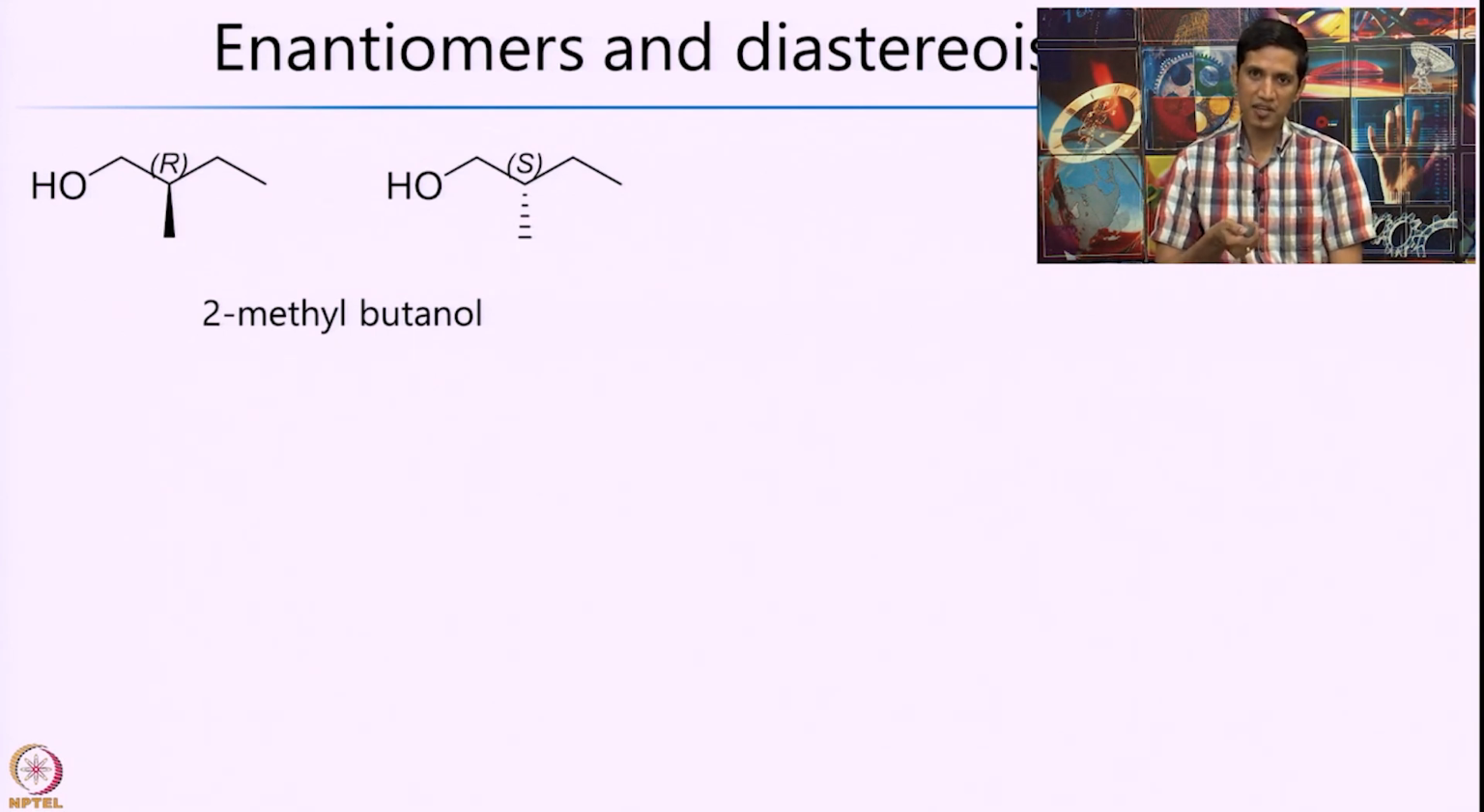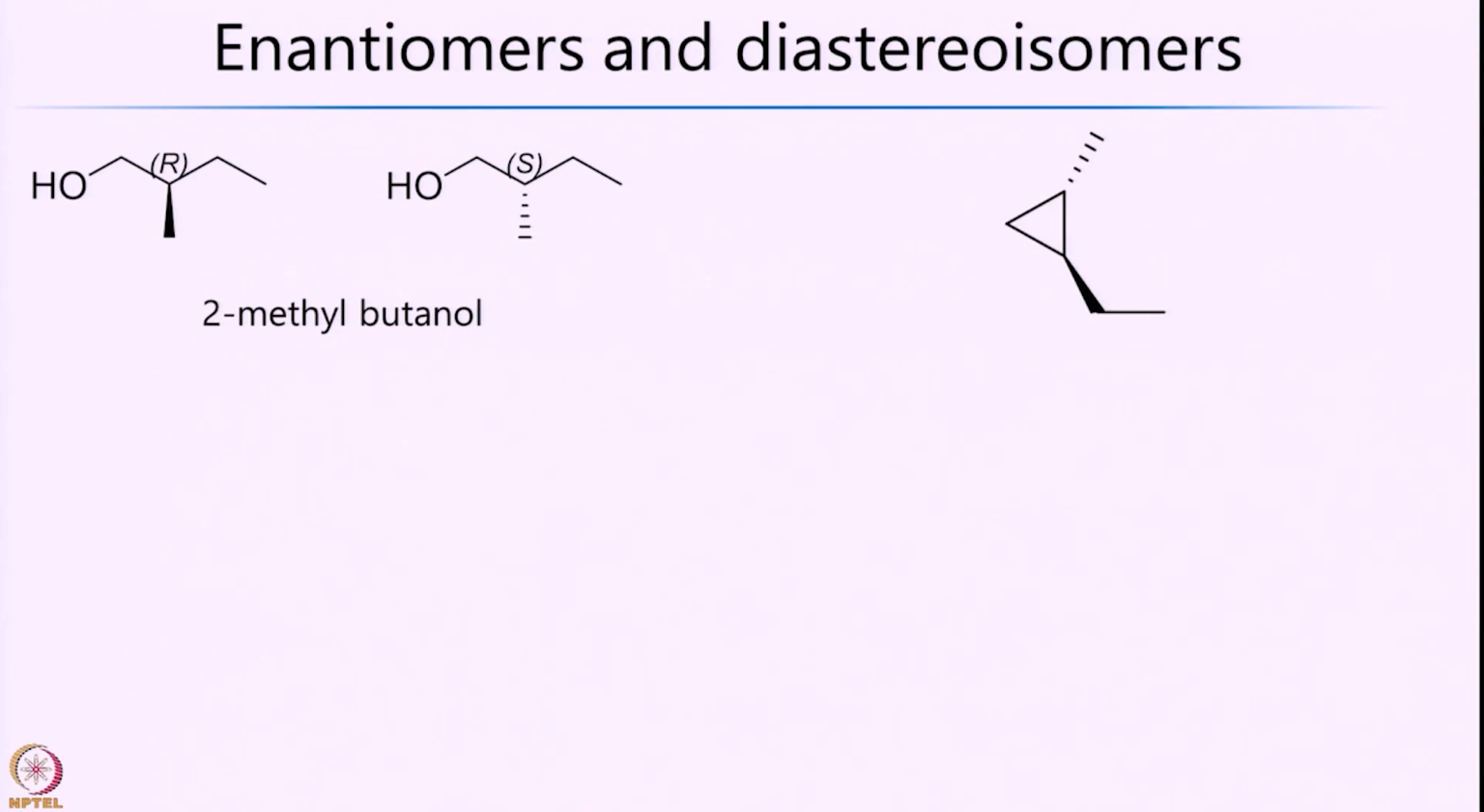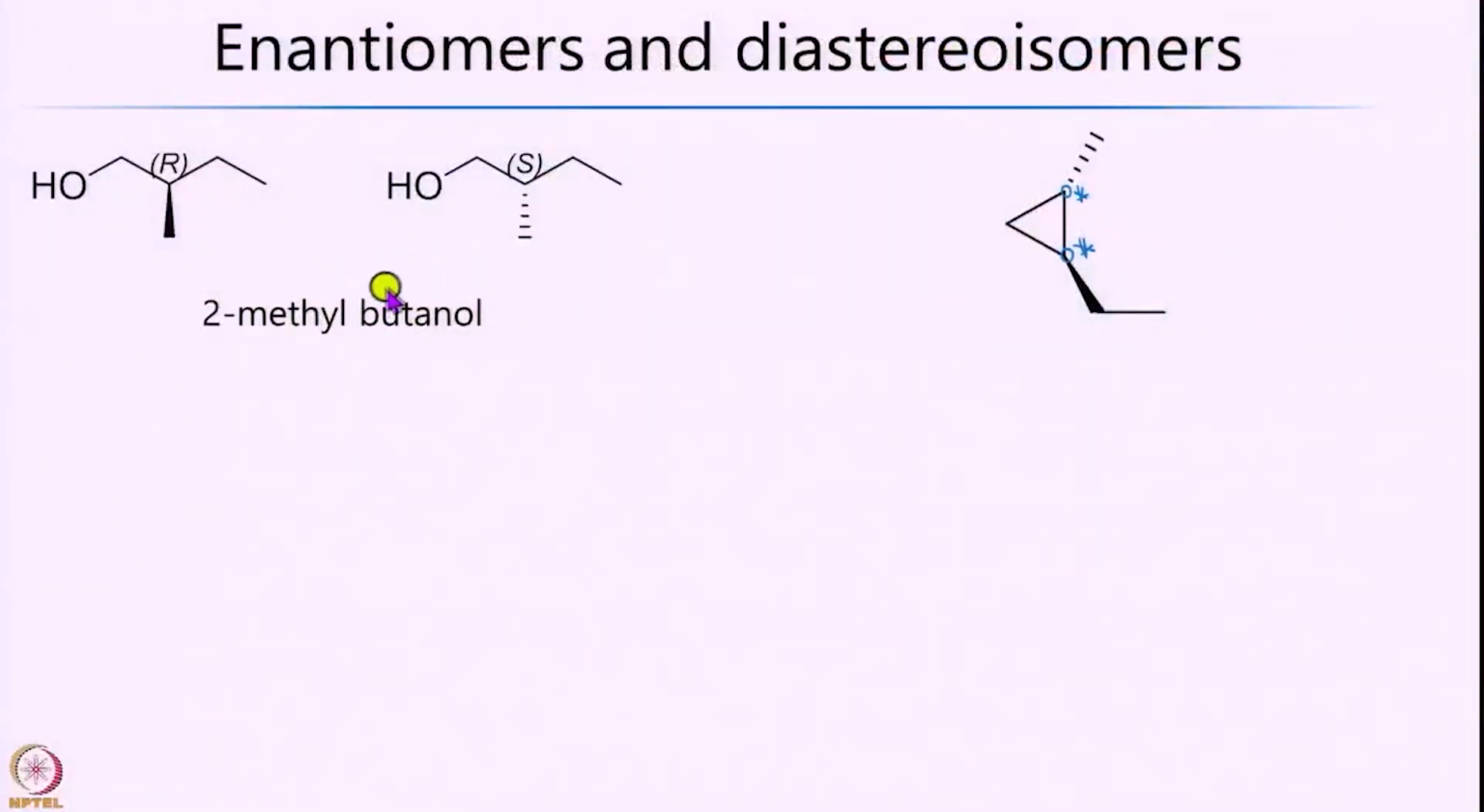Now, what happens if I go to a system which has more than one chiral center? Let us take the example of 1-ethyl 2-methyl cyclopropane and look at it in a little more detail. Here I have 2 carbon atoms which are chiral, so I am going to mark them with an asterisk, this particular carbon and this particular carbon. A rule of thumb is that if I had just one stereocenter, then I got two stereoisomers, which we call enantiomers, as in the case of 2-methyl-butanol. However, now we have two chiral centers in this particular example.